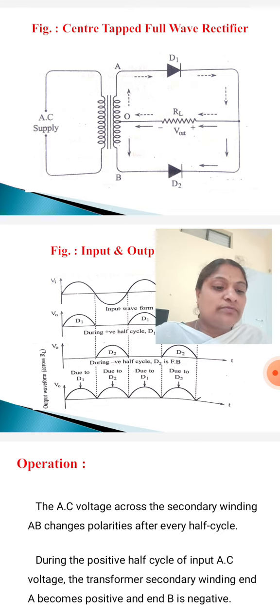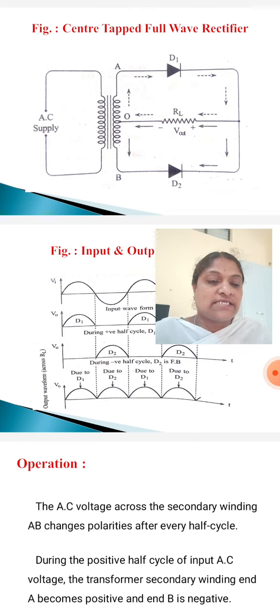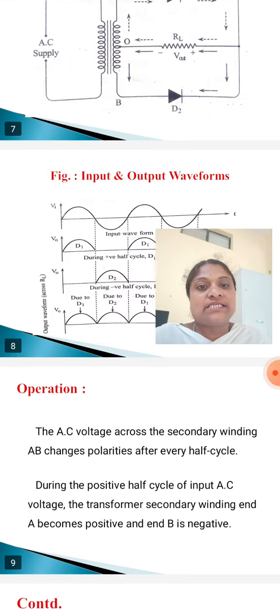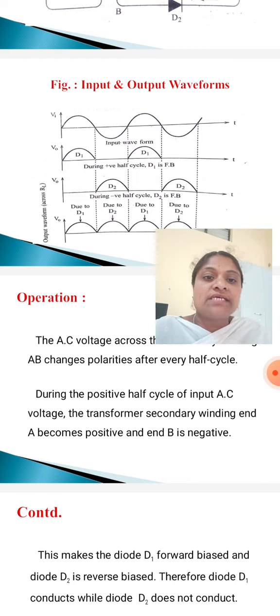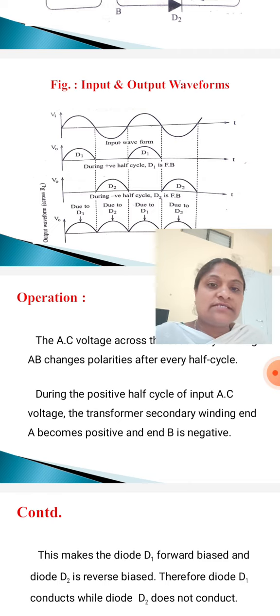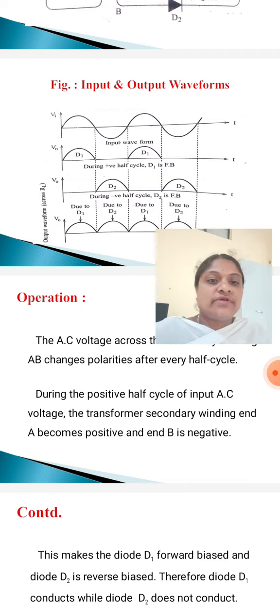Hence the output appears across the load resistor, that is, a positive half cycle is present. Observe the output voltage waveform, the second waveform. D1 conducts during the positive half cycle because D1 is forward biased. This is a closed loop, so current flows through the load resistor. Next, observe the third waveform.